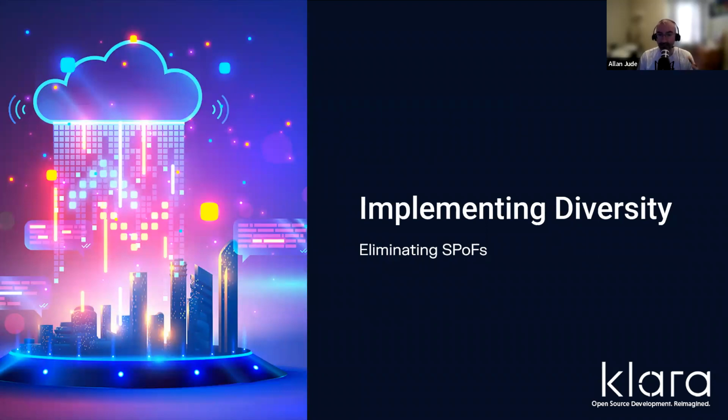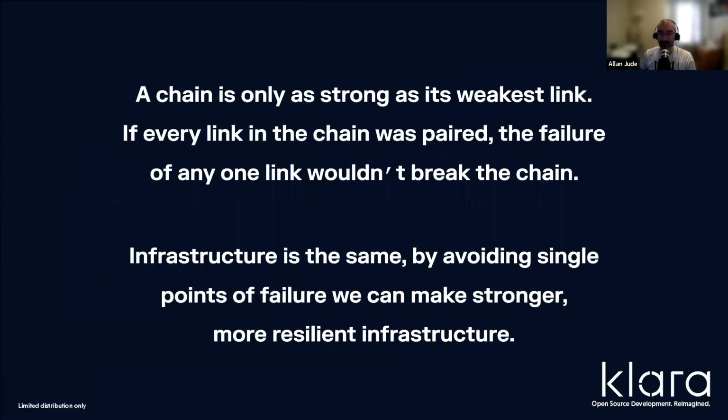And so now we want to talk about actually implementing this diversity and eliminating those single points of failure. A common analogy we use when looking at the fact that the strength of a whole is really just the strength of the weakest component of that whole: we think of a chain where each link is connected together, but if one link breaks, the chain's not a chain anymore, it's broken. A chain is only as strong as its weakest link. But if every link in the chain were paired, if doubled, then the failure of any one link wouldn't break the chain because there'd still be that second link at each spot.